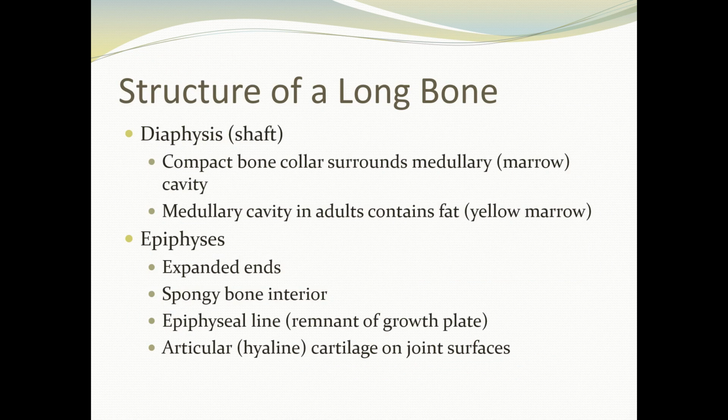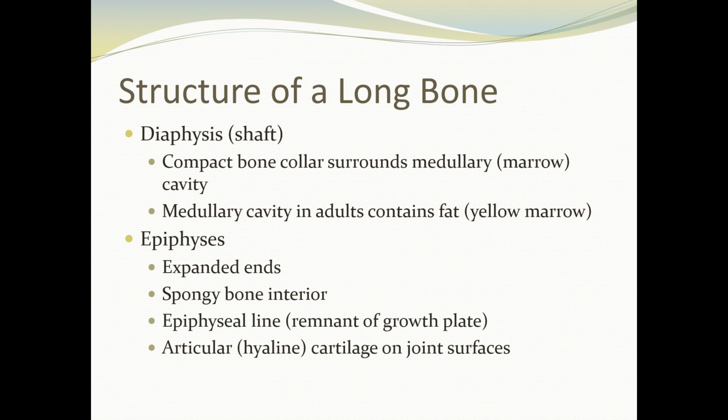Let's look at the structure of a long bone. Remember, long bones are generally going to be found in the upper and lower limbs. They're going to be longer than they are wide. So a long bone will have a diaphysis or shaft and epiphyses, which will be the expanded ends of the diaphysis. The diaphysis has a compact bone collar, which surrounds a medullary cavity, usually filled with marrow. In adults, the medullary cavity will contain fat or yellow marrow. In infants, it will be red marrow.